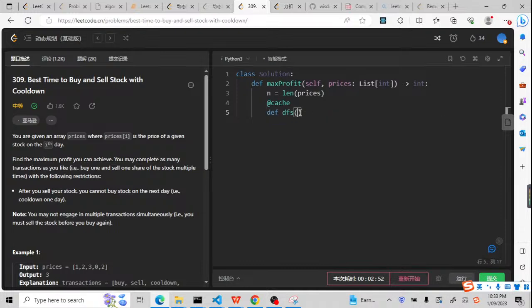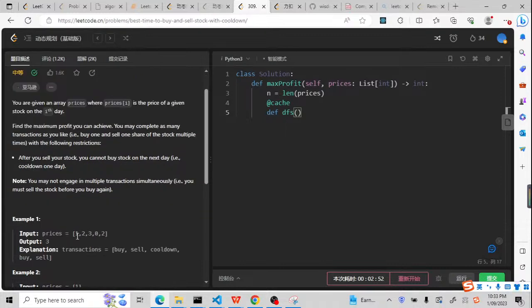DFS, and inside the DFS, I need to have the index. It means I'm going to check the stock from one day to another day, one by one. So it will be i, and inside I'm going to give a variable holding. So this holding means currently, if I'm holding a stock, I can sell it or I can keep holding. Now, for my function call, I just need to call from 0 and false, because from the beginning, I'm not holding the stock.